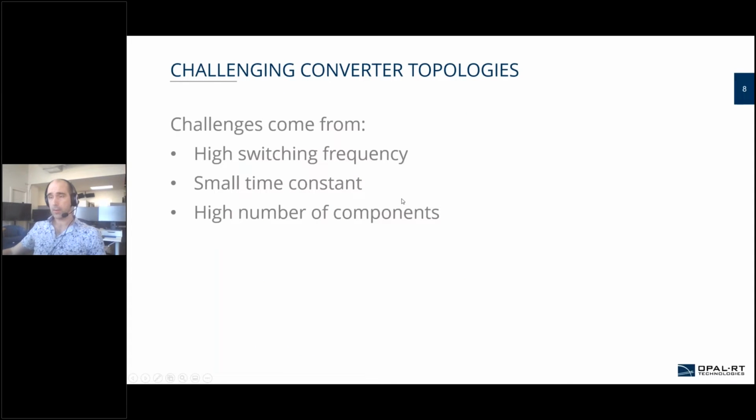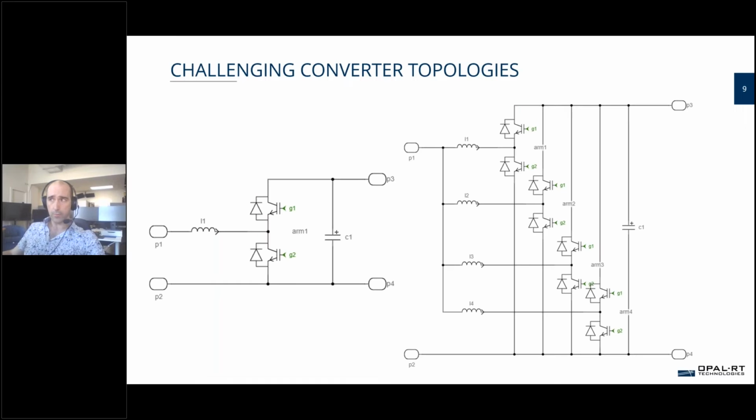Now, when we talk about the challenges in high switching frequency converter topologies, these come mainly from the high switching frequency of the converter, the fact that those converters have very small time constants, and that at one point you can have a very large number of components in those converters. So those are what make the simulation difficult. So let's start with a very simple example of a boost converter. I take the boost converter because everybody knows what to expect from this device. So we'll look at the single phase boost converter, and after that we'll go for the interleaved boost converter.